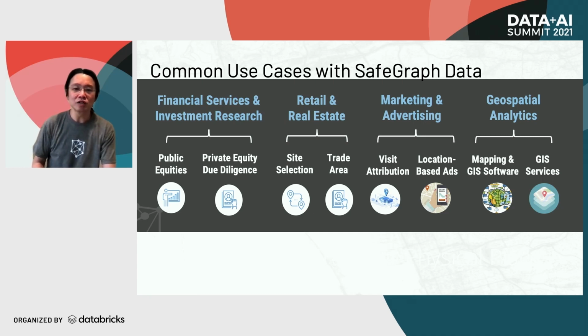So what are the common use cases with something like this? On the left-hand side, you see very popular use cases around equity due diligence. And then moving further to the right, you see retail and real estate, and site selection is extremely popular. In addition to that, you can also have competitive intelligence, right? Looking at who is popular, what businesses are your competitors in this space. And then moving further to the right, you see the more conventional marketing and advertising, including visit attribution and location-based advertising. And then on the far right, you see the conventional GIS professional type of use cases.